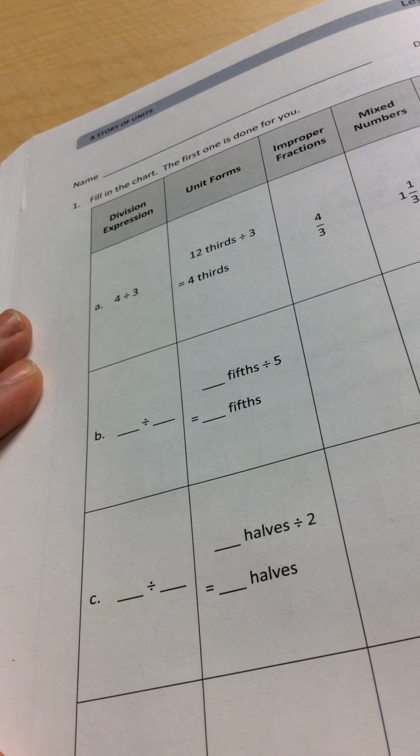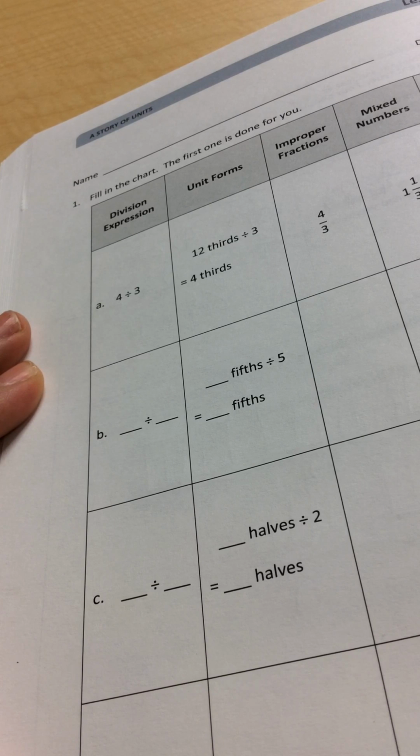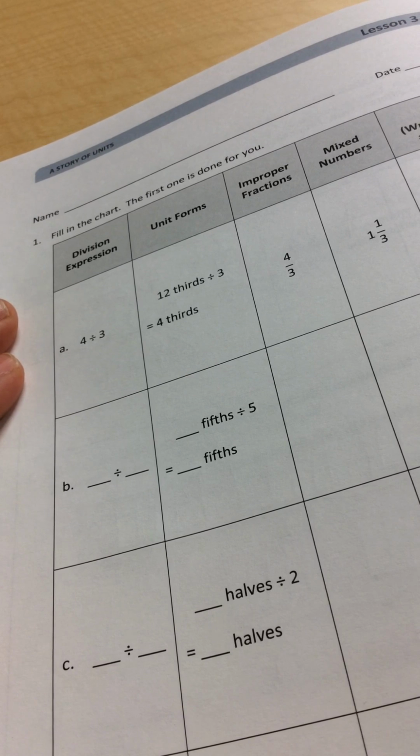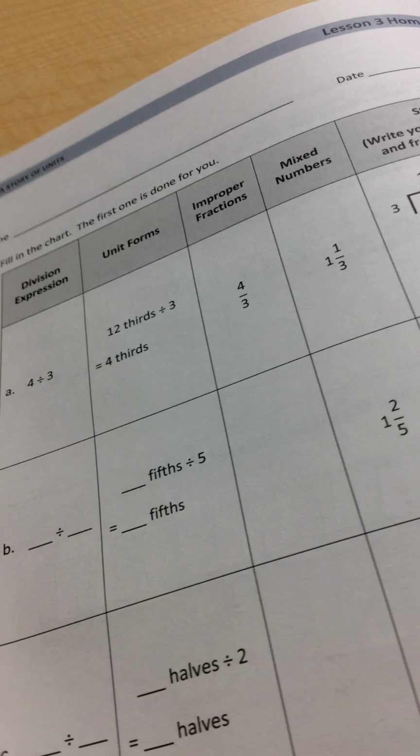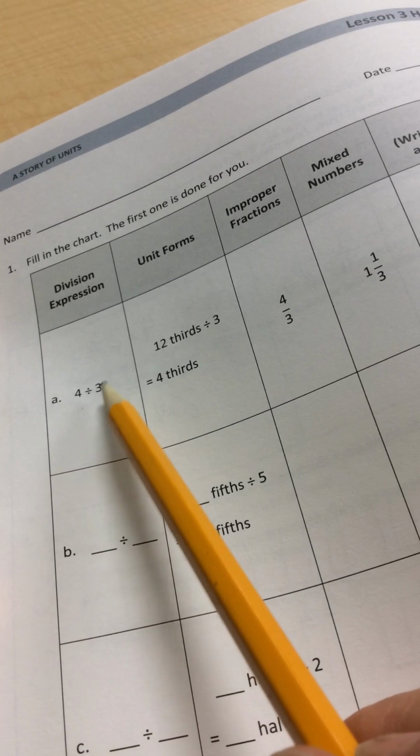This is Module 4, Lesson 3 homework, and we're still working with division and turning division into fractions, and then checking our work. For number 1, A, it's already been done for you, so I'll just walk through the process. We have a division expression, which is 4 divided by 3.